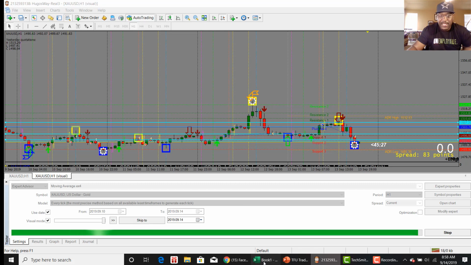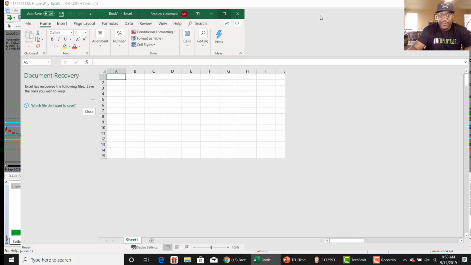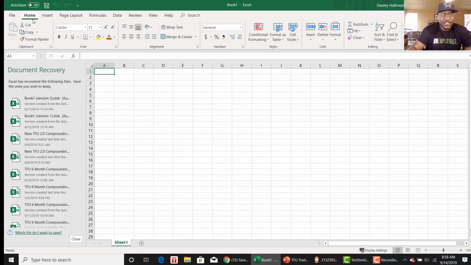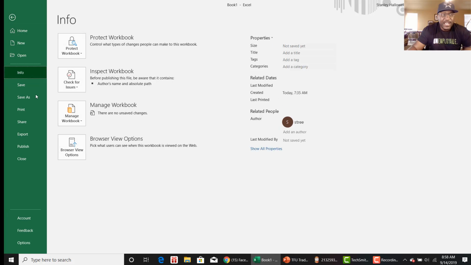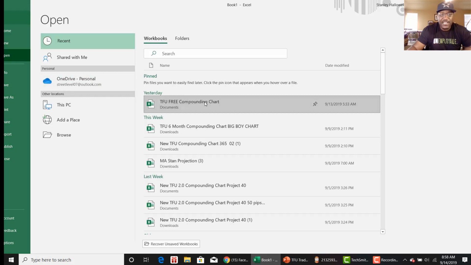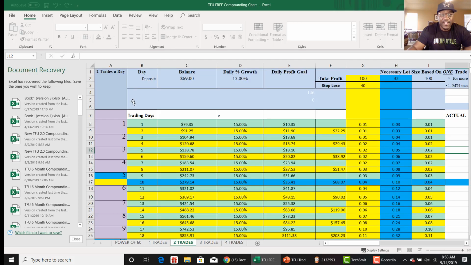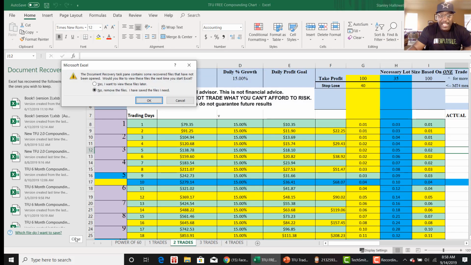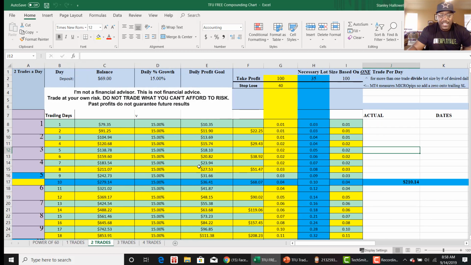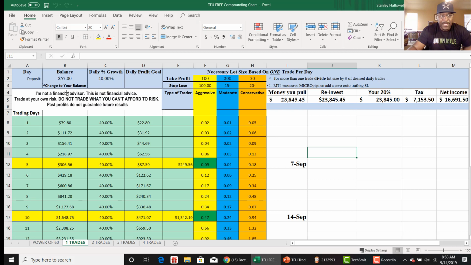What do I mean by that? I'll end off training with this. This compounding chart, guys, is not based on every day. You do not have to take a trade every day. That's where people are messing up. This is a compounding chart based off of every trade that you take, not every day you need to trade. Every trade you take.